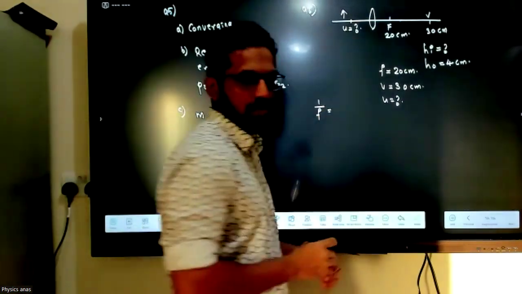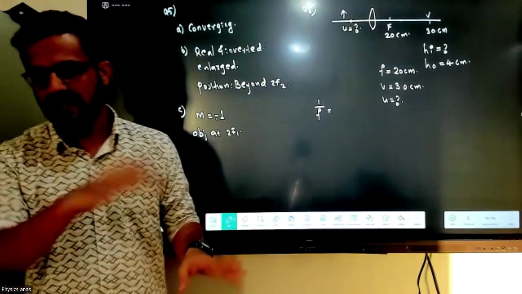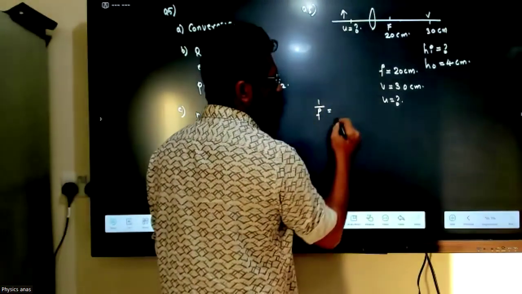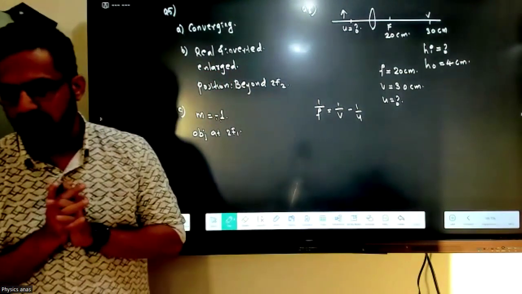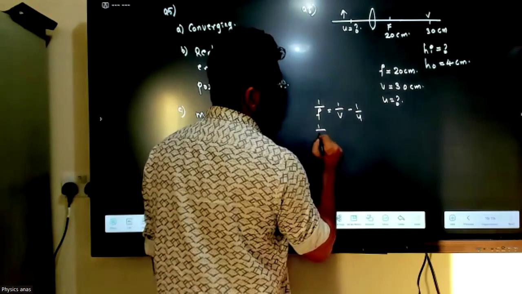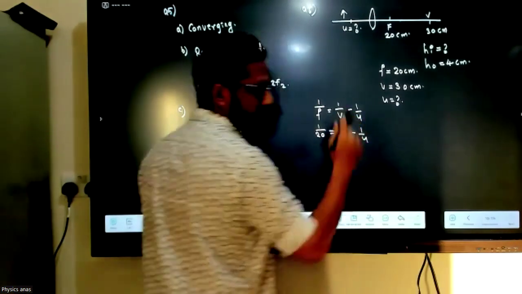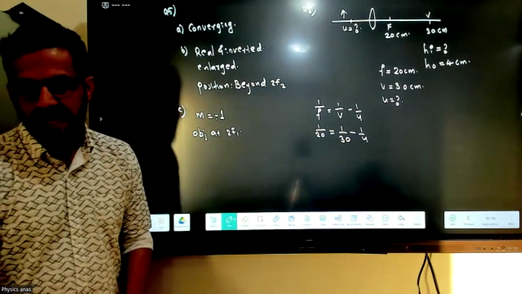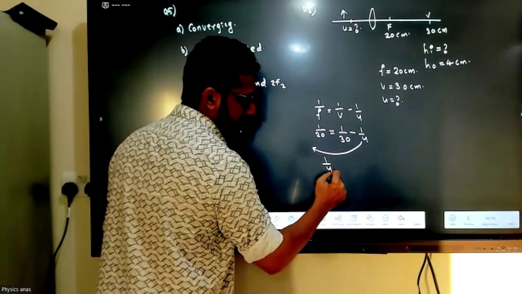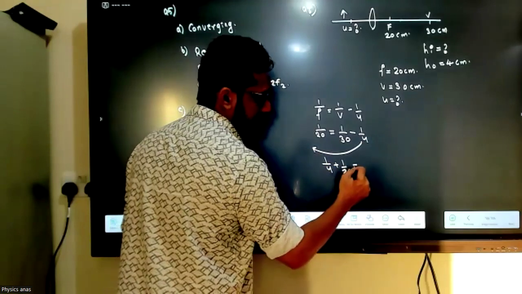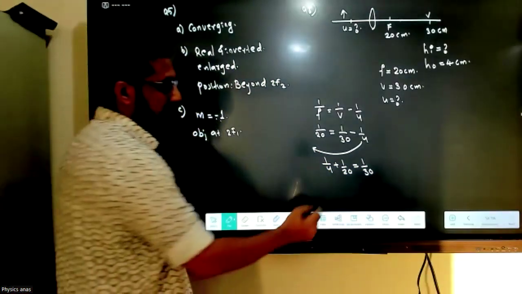That will be 1 by f equal to... You can do your calculations. If you don't have any clue, you can look here. 1 by f is equal to 1 by v minus 1 by u is the equation for the lens formula. Now I have the values: 1 by 20 is equal to 1 by 30 minus 1 by u. I need 1 by u. So I am taking this minus 1 by u to the other side. That will be plus 1 by u plus 1 by 20. Plus 1 by 20 is already there. So this is 1 by u.